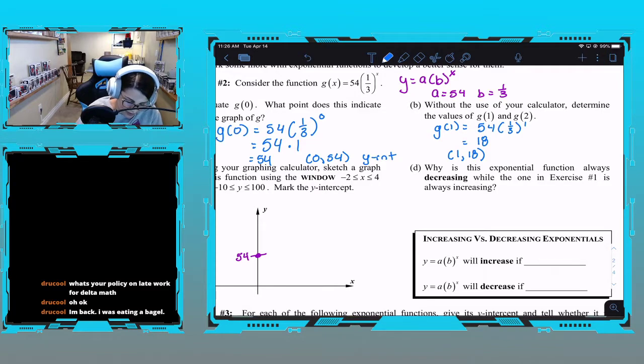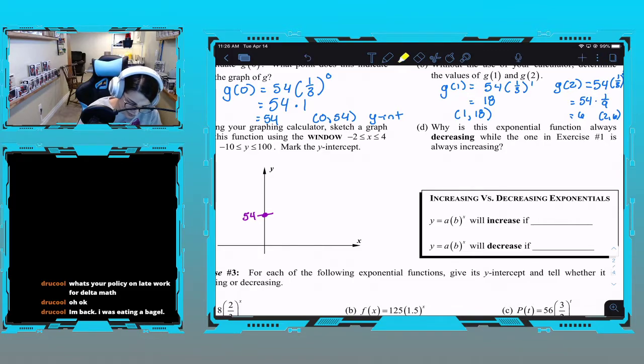And then if I want to find g of 2, we'll have 54 times 1/3 squared. So if we're going to evaluate that, 1/3 squared is really like 1/3 times 1/3, which is going to be 1/9. So we have 54 times 1/9, and that's going to give us a value of 6. So we have the point 2 comma 6. So (1, 18), (2, 6), and (0, 54) is what we have to work with so far.